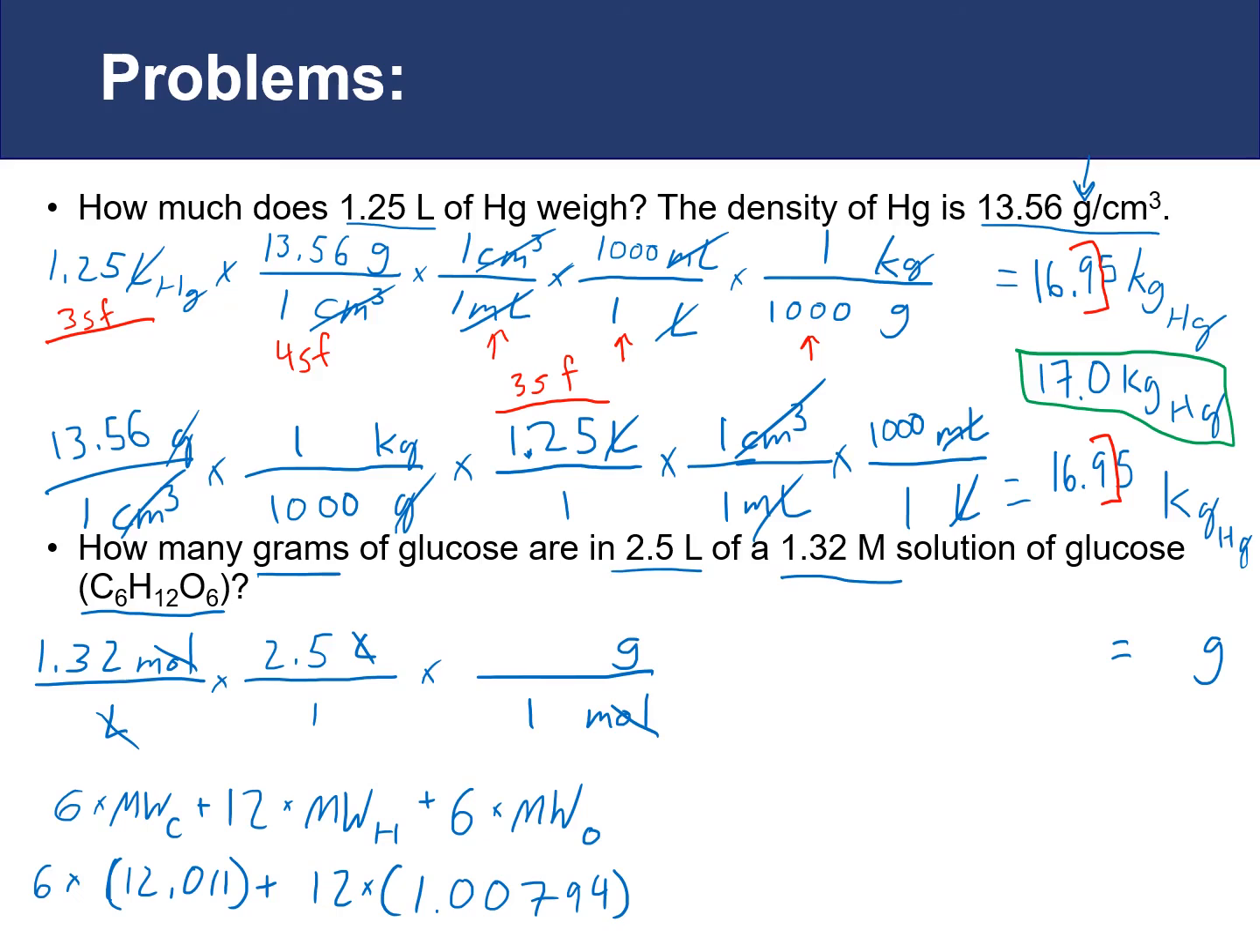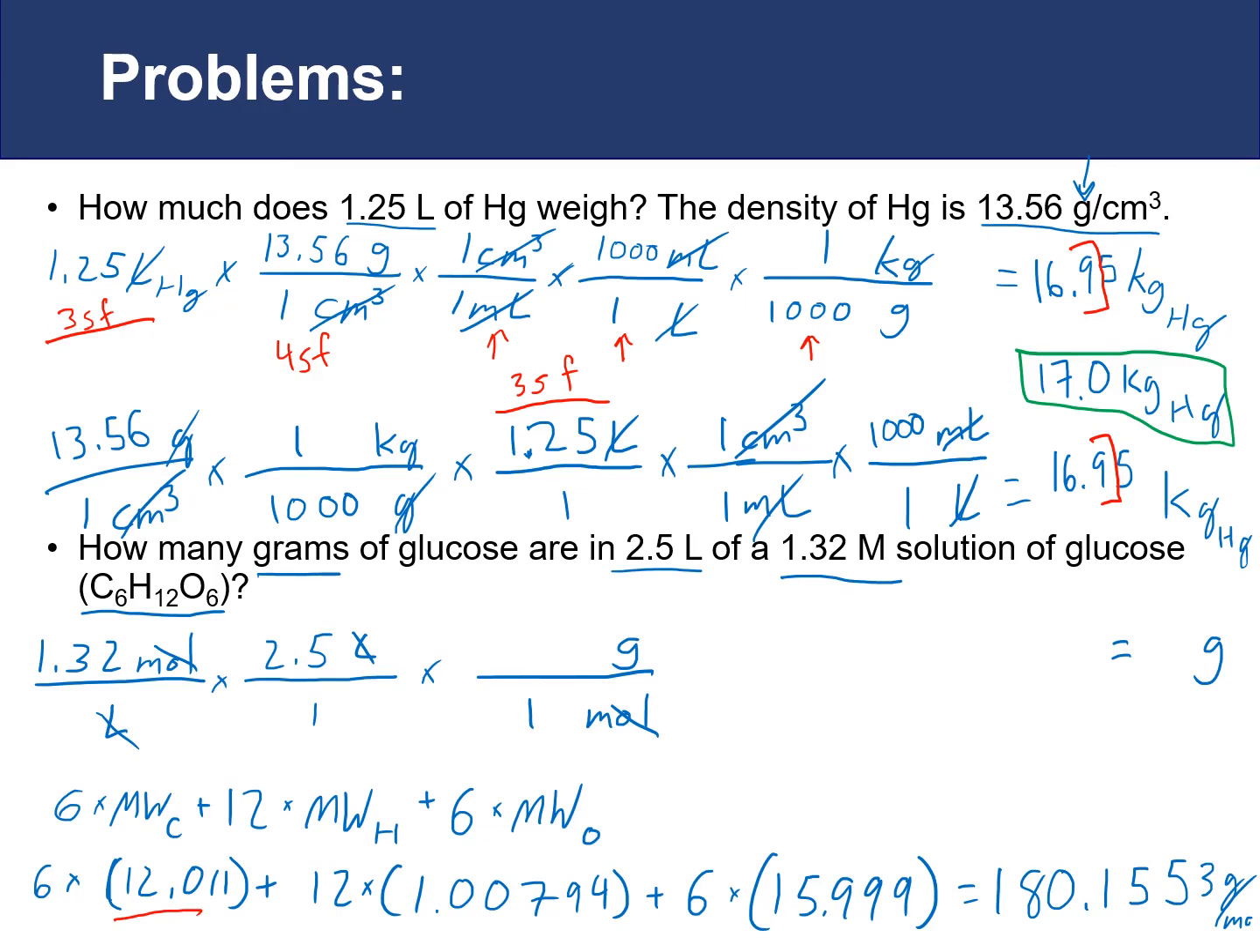1.00794 plus 6 times 15.999, and those are all grams per mole. So plugging that into your calculator, you will get 180.1553 grams per mole. In terms of significant figures, we are essentially doing addition subtraction.